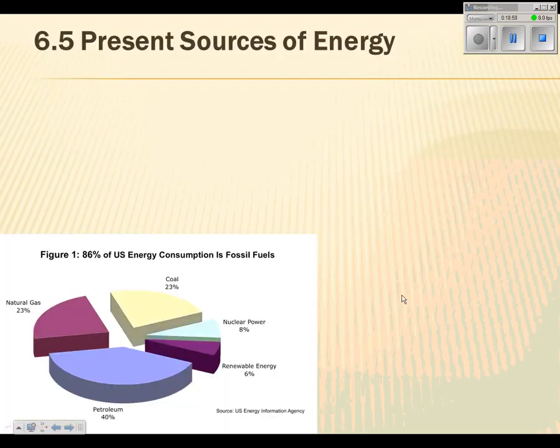The present sources of energy we're actually going to do when I get back from being gone over Thanksgiving, so don't worry too much about that. If you want to go ahead and read about it, that would be great. But we'll cover it when I get back.